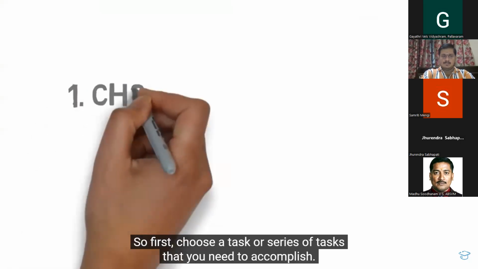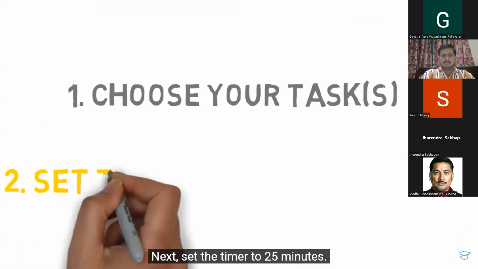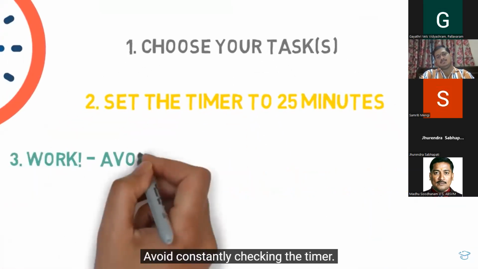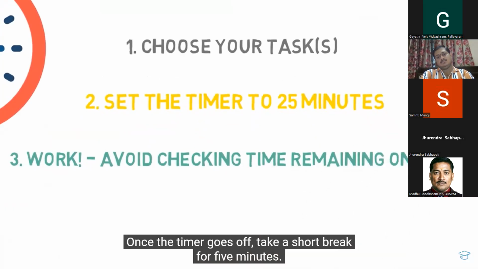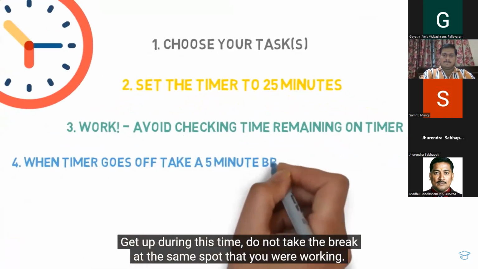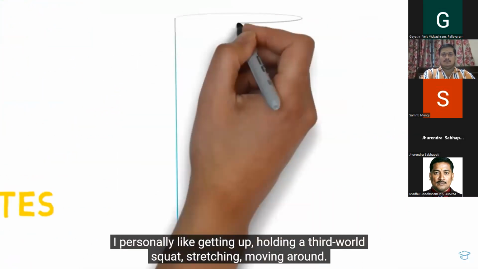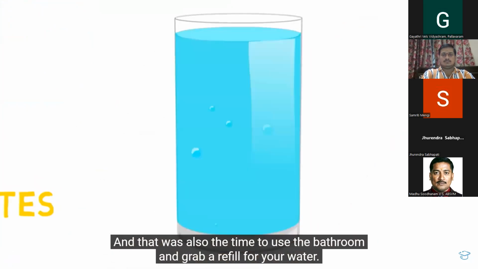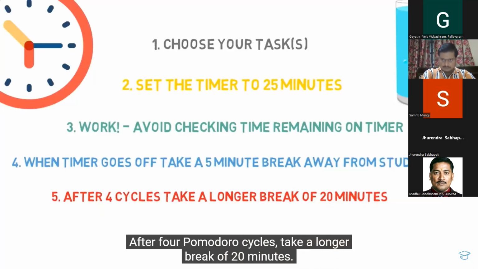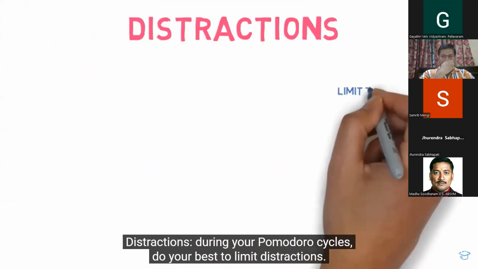So first, choose a task or series of tasks that you need to accomplish. Next, set the timer to 25 minutes. Continue to work on the task until the timer goes off. Avoid constantly checking the timer. Once the timer goes off, take a short break for 5 minutes. Get up during this time. Do not take the break at the same spot that you were working. I personally like getting up, holding a third world squat, stretching, moving around. Now is also the time to use the bathroom and grab a refill for your water. After 4 Pomodoro cycles, take a longer break of 20 minutes. Rinse and repeat.